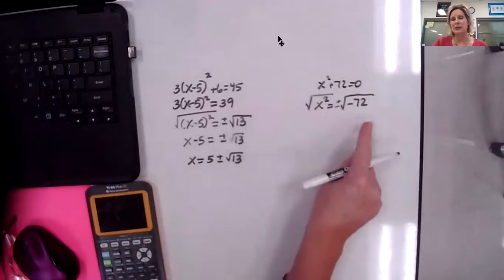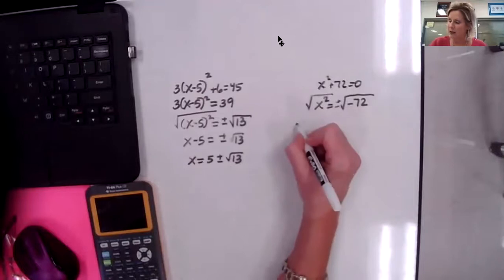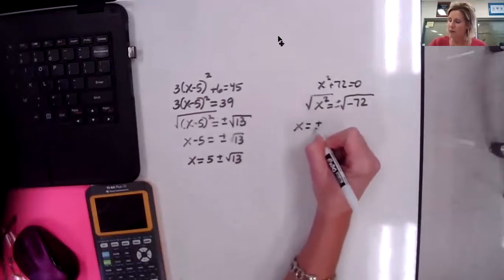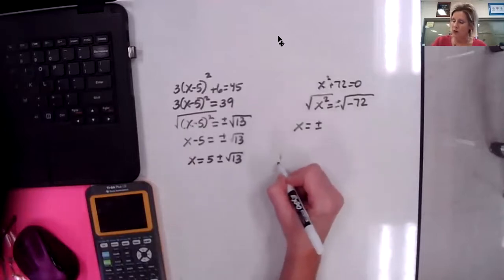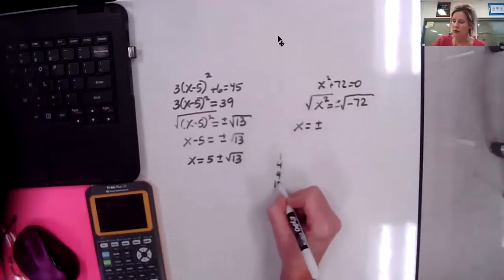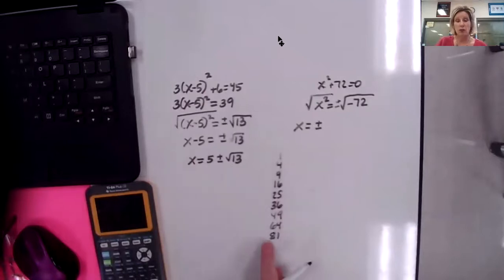Oh, so we're doing this one because you've got imaginary answers, because you're taking the square root of a negative. So I'm going to have plus or minus. Now remember, what you want to do is 1 squared, 2 squared, 3 squared, 4 squared, 5 squared, 6 squared, 7 squared, 8 squared, 9 squared. 9 squared is too big.